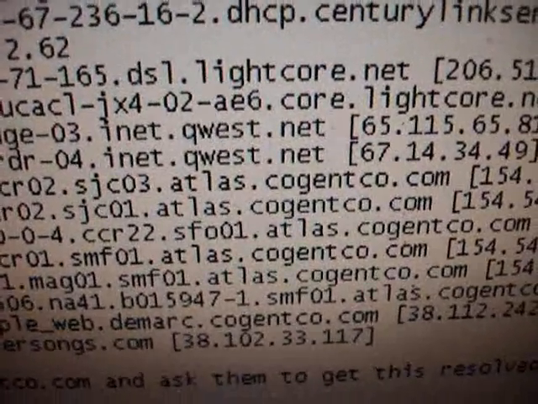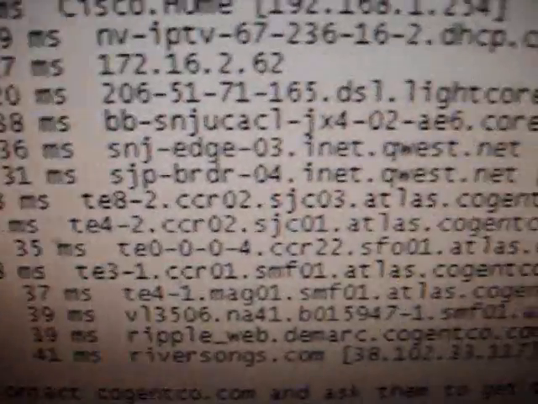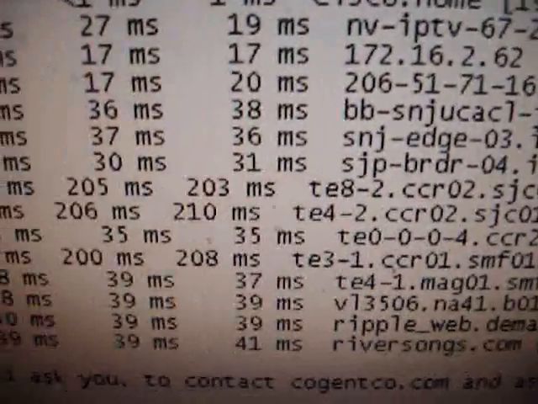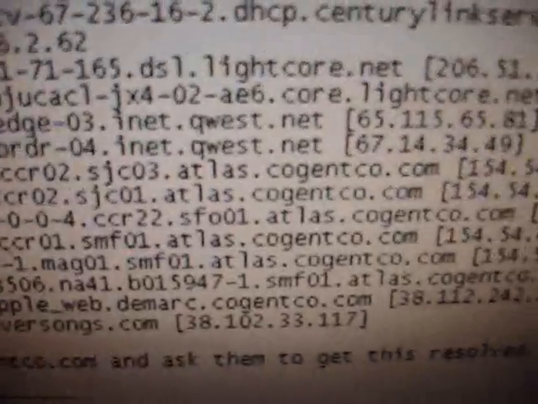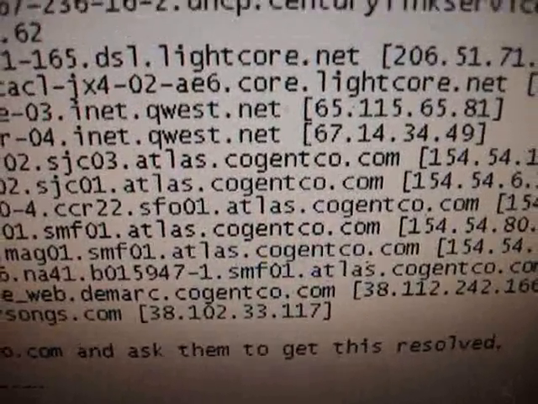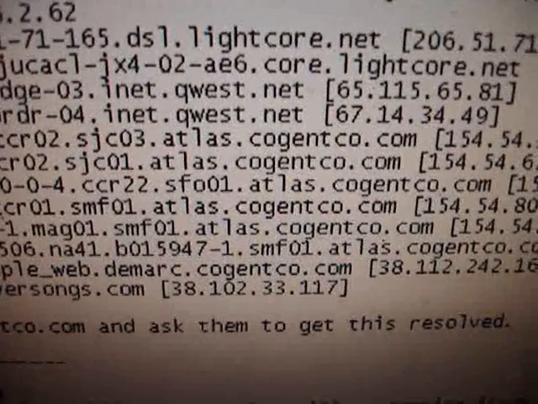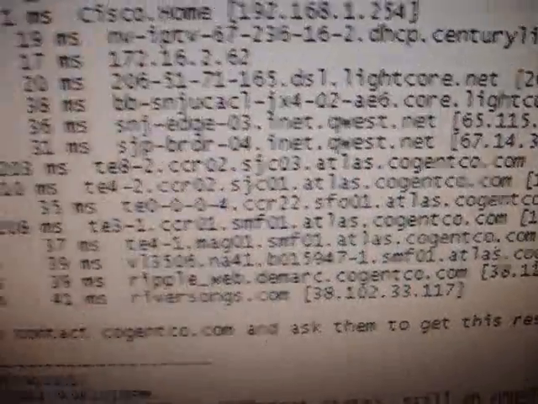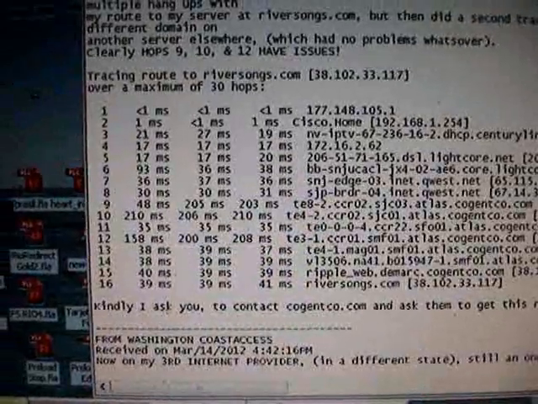There's a Cogent Co, right? And another Cogent Co. And then this last one at 12 is a Cogent Co as well. It's not Cox, it's Cogent Co, which is the network provider. So there we are from CenturyLink in Las Vegas.